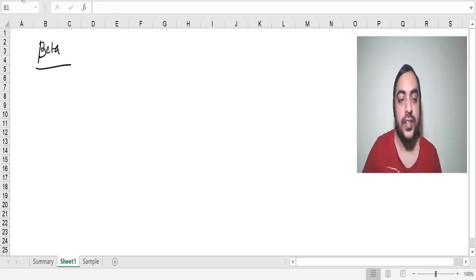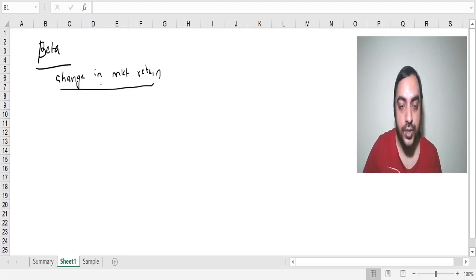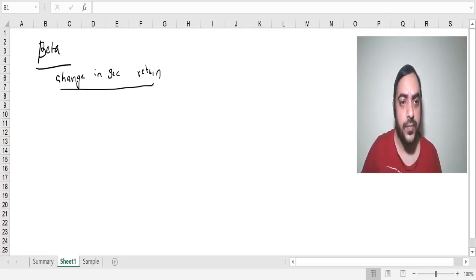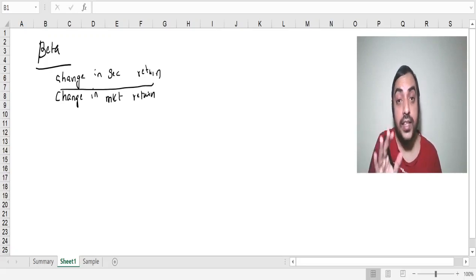The basic formula you know already. Beta, formula wise, let me write it to you. That is change in security return divided by change in market return. Market return is always in the denominator. Always market will come in the denominator.